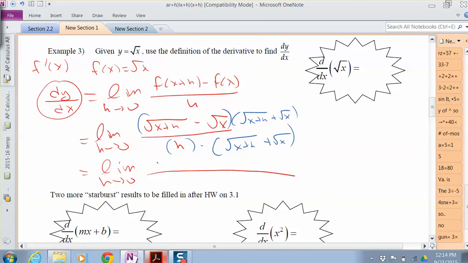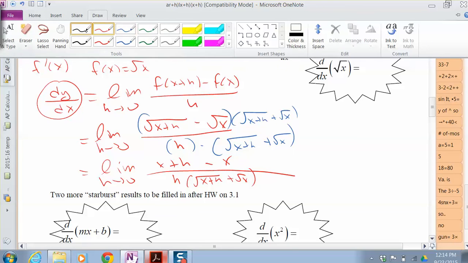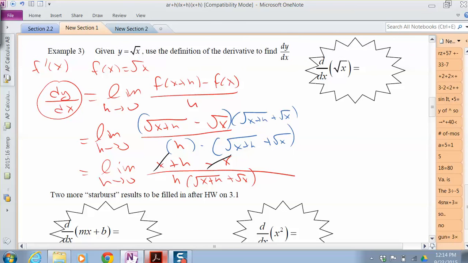So by doing the conjugate, I get x plus h. And remember, when I multiply root x plus h minus root x with root x plus h plus root x, that presents a difference of 2 squares. So I get that. Oh, this is lovely. Look at this. This is going to be so nice. Those x's cancel.